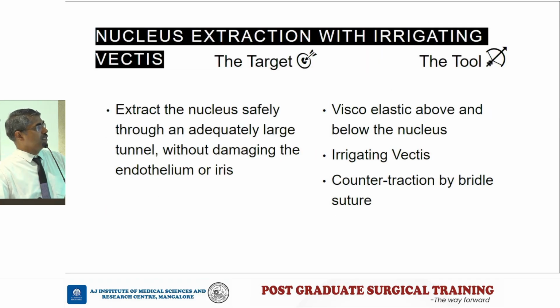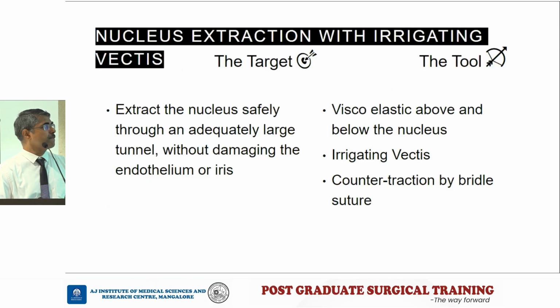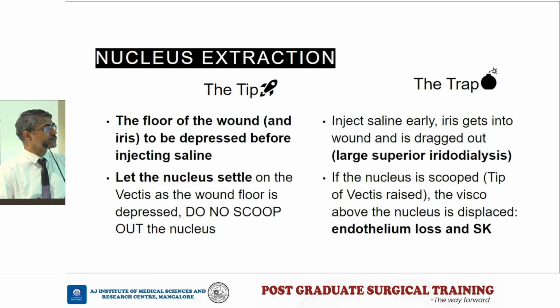Now I'll just skip ahead because now we're talking about the wound. The wound has got two things. The purpose of the wound is to take out the nucleus. So we'll just jump to nucleus extraction. When you talk about nucleus extraction, what do you want to do? Safely you want to take out the nucleus through an adequately large wound, and you want to protect the cornea with viscoelastic. You use your irrigating vectis properly and use the counter traction with the Brittle forceps, the Brittle suture.